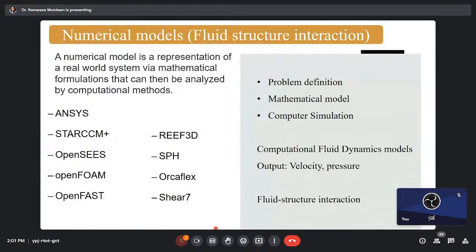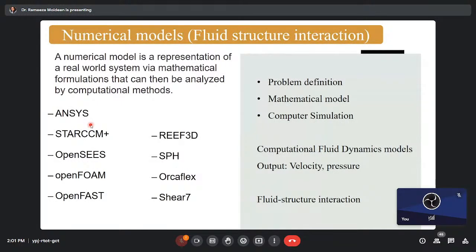So we have different numerical models for the study. As I said, it is an interdisciplinary area. We have different software which will handle the top part, that is the offshore wind turbine. There are also open source software like OpenFAST which can do that. Of course, ANSYS has different modules like Fluent and Aqua. So this can do different parts of the platform.